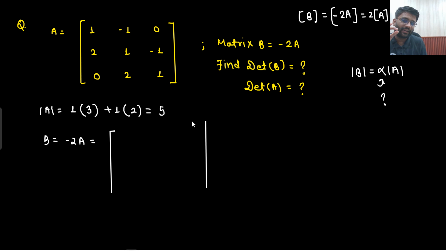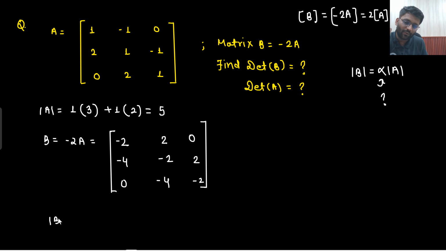So when it comes to a matrix, every element will be multiplied with minus 2. So this will become minus 2, this will become plus 2, this will become 0. This will become minus 4, this will become minus 2, this will become plus 2, multiplied with the minus sign. And this will become 0, this will become minus 4, and this will become minus 2. Yes, this is the scenario.